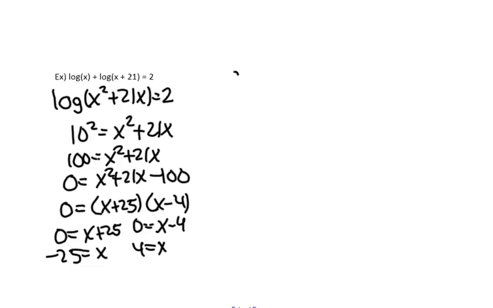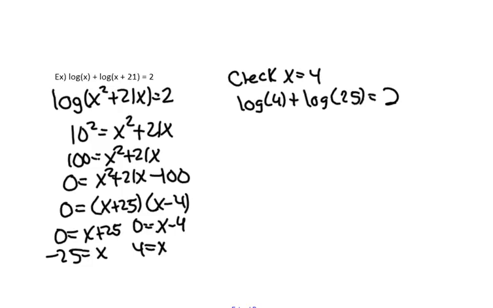Now, let's check x equal to 4. So that is log 4 plus log of 25 equals 2. Well, when you combine the logs, you multiply, so 4 times 25 is 100. And we do know 10 squared does equal 100. So x equal to 4 checks.